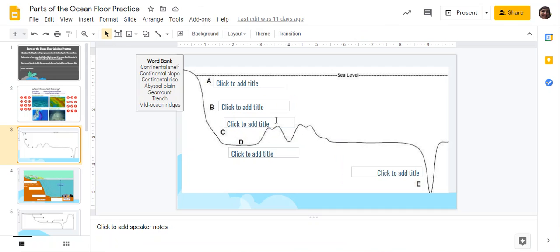So let's see if we can test our knowledge. Go ahead and pause the video here and see if you can figure out what A, B, C, D, and E are.